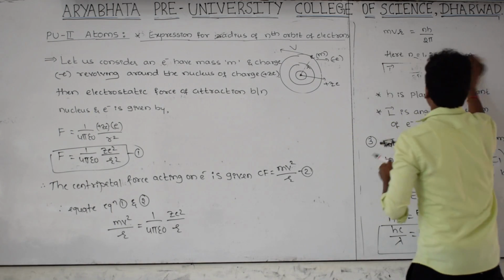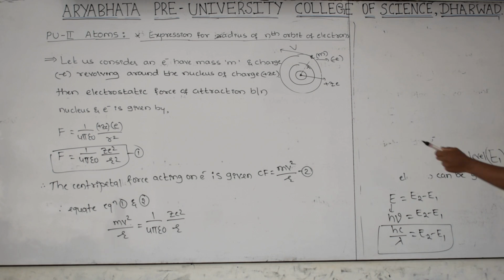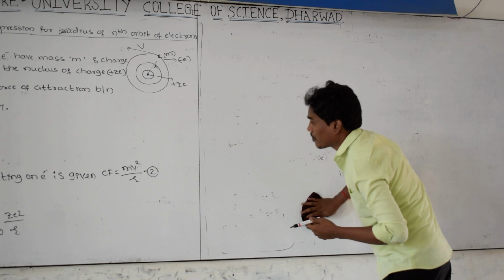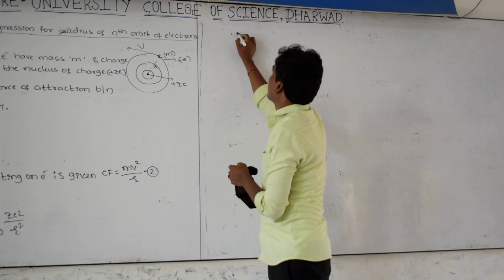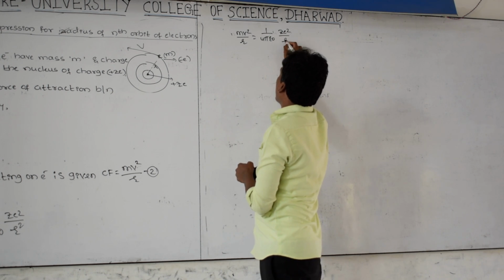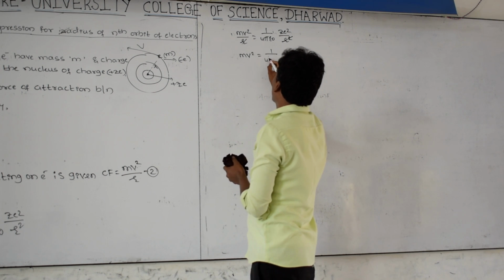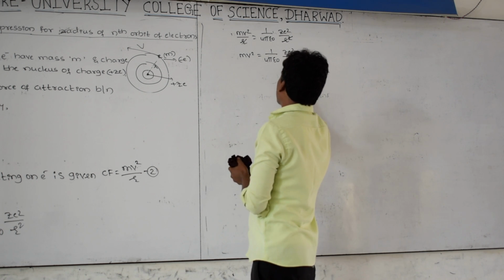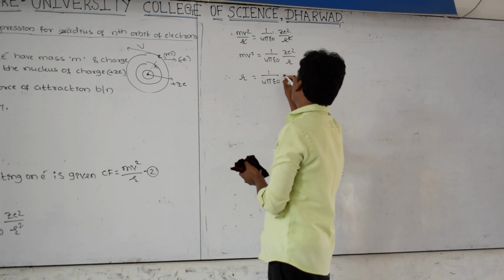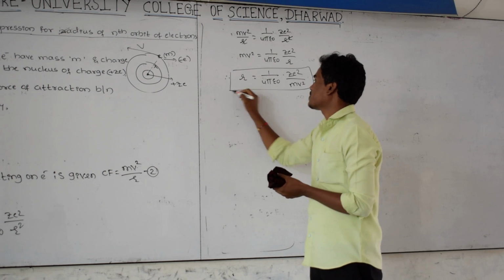Next, this can be simplified. Equate those two and simplify. Multiplying by r, you get mv square divided by r is equal to 1 by 4 pi epsilon naught z e square divided by r square, and r gets cancelled, so mv square is equal to 1 by 4 pi epsilon naught z into e square divided by r. Take the r to this side: r is equal to 1 by 4 pi epsilon naught z into e square divided by, taking mv square to the right side denominator, m into v square. Let us take this as equation number 3.